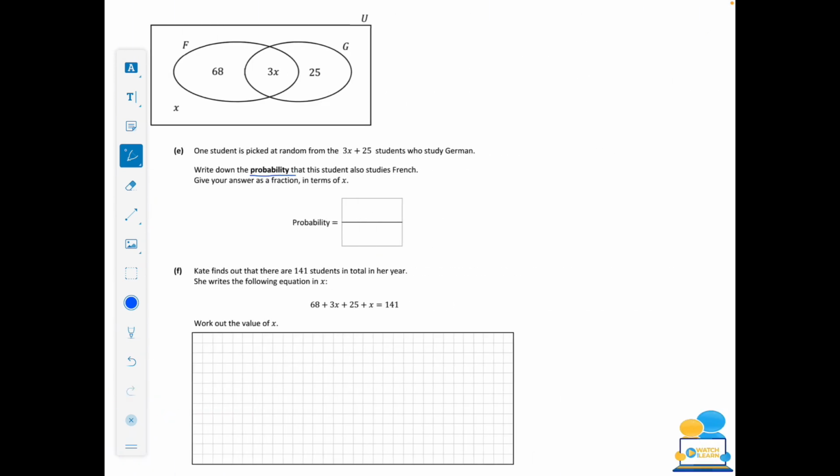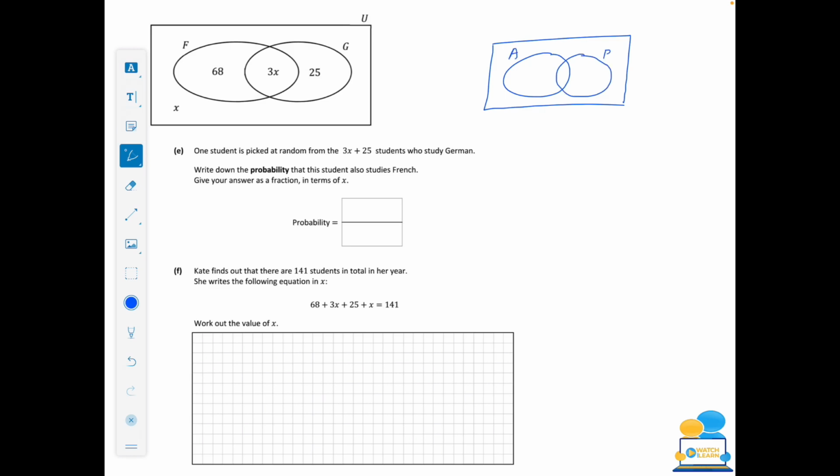Now, the second part links in with probability and algebra. This Saturday session isn't on probability or algebra, but we are going to do it, just because we need to get used to bringing different topics into our questions. So, one student is picked at random from the 3x plus 25 students who study German. Write down the probability that this student also studies French. Give your answer as a fraction in terms of x. Now, we're going to think about maybe an easier example first. So we're going to draw out similar sets.